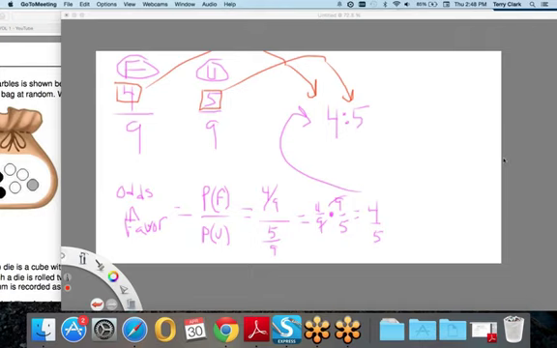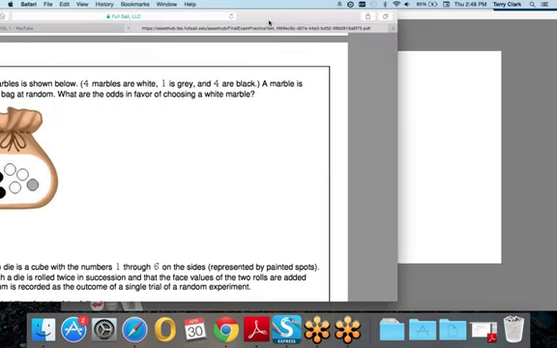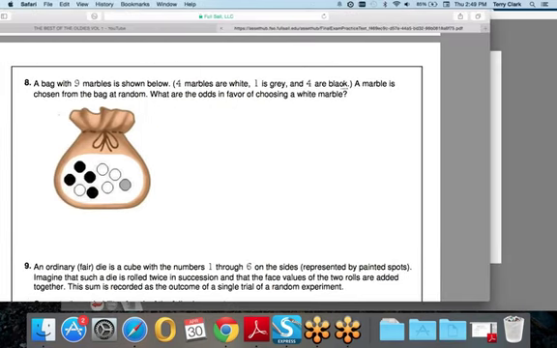Okay, just remember the formula when we're talking about favorable. It's going to be the probability of favorable over the probability of unfavorable. Now, if we wanted to know the odds against, it would be 5/4, because the odds against are the probability of unfavorable over the probability of favorable. So it would just be the opposite of the 4/5. It would be 5/4.